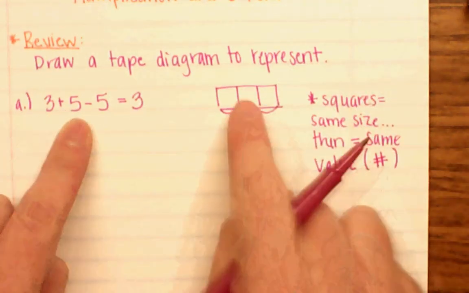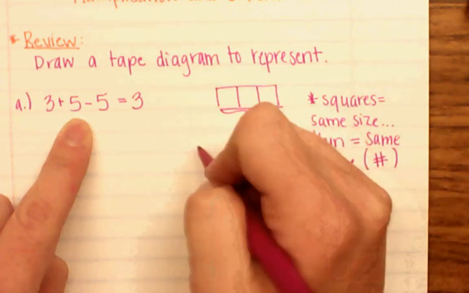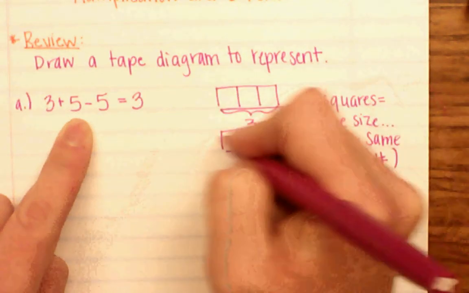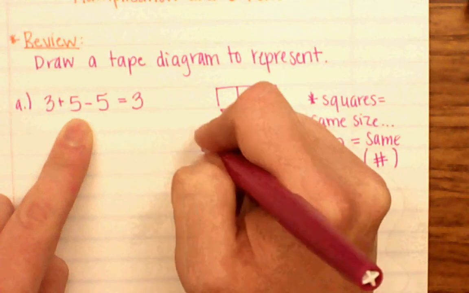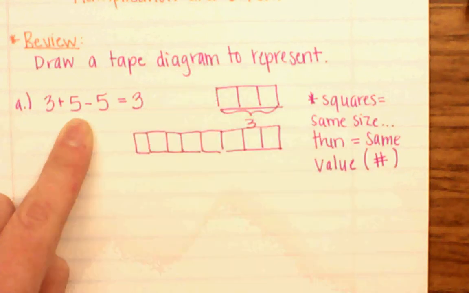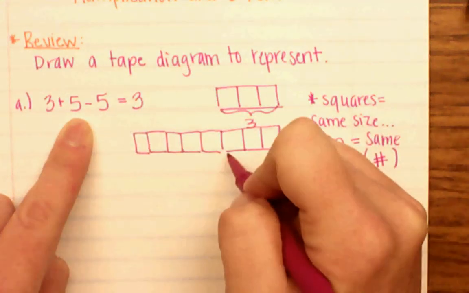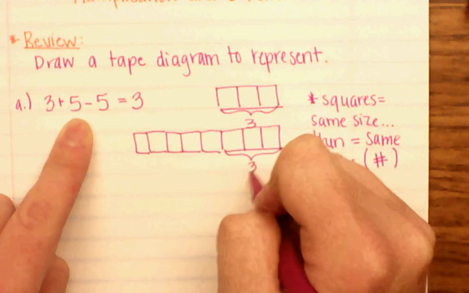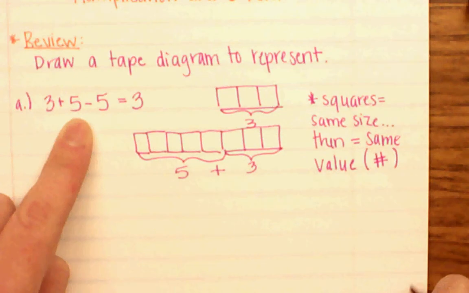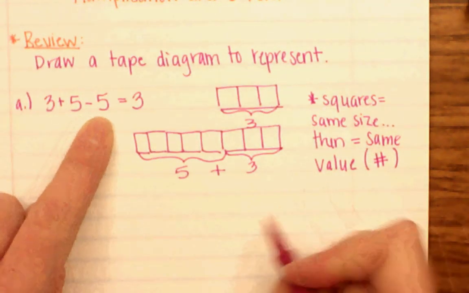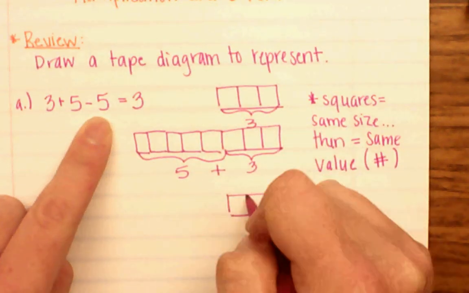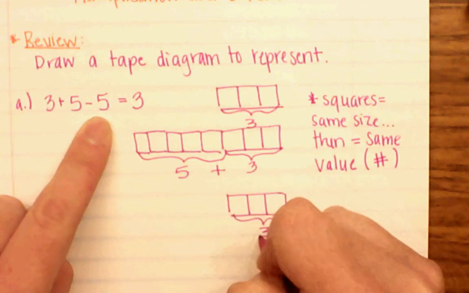Now we're going to add 5 to our first rectangle. So I'm going to draw 3, the first 3 that I had, and you're going to draw 5 more the same size. So 1, 2, 3, 4, 5. So I have 3 here plus 5 here equals 8. And then I'm going to take away 5 again, so I'm going to take all of these off and then draw what I'm left with, which is the initial 3 squares.